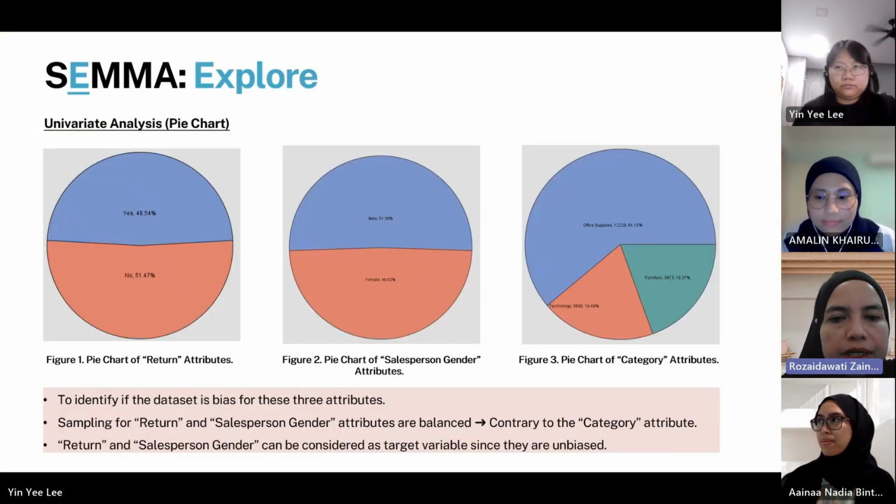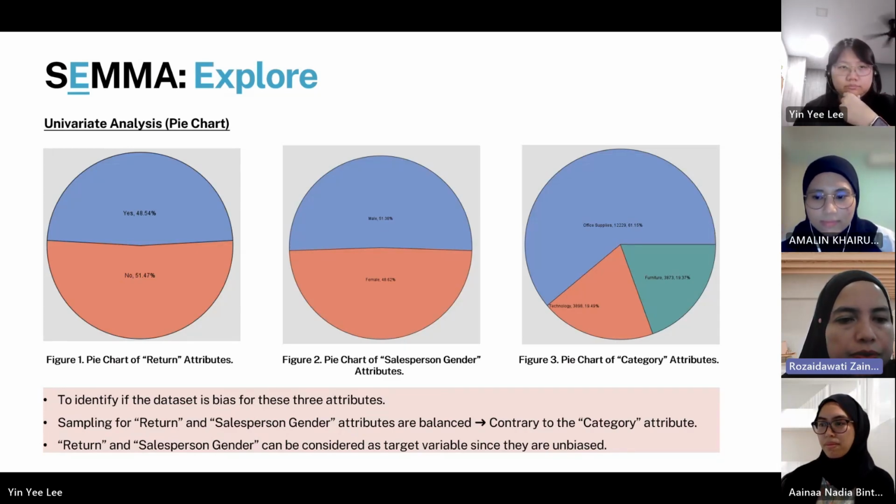To start, the pie chart is used to identify if the dataset is biased for these 3 attributes. From the first and second pie chart, the sampling for return and salesperson gender attributes are balanced. On the contrary to the category attribute, where most of the items sold are categorized under office supply category. We can see that return and salesperson gender can be considered as target variable since they are unbiased and balanced. Okay, next slide, please.